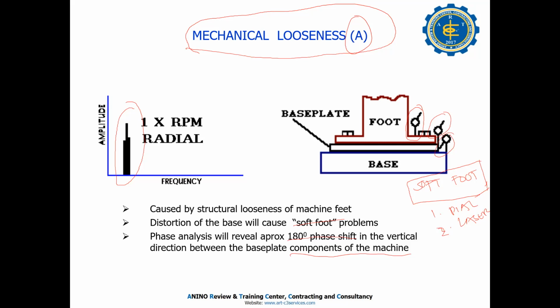So this one, mechanical looseness A, the base plate looseness of a machine fit. If you encounter this one, then you correct the base plate first. Then if it doesn't change, it is another 1X problem.